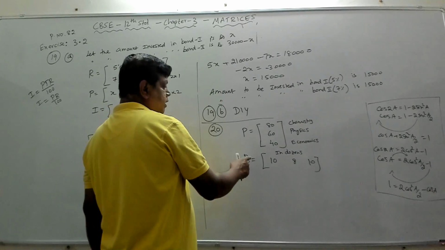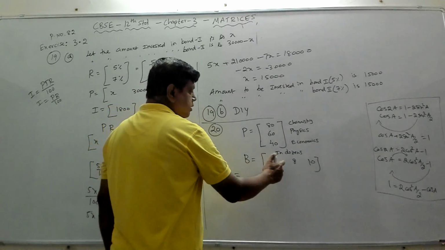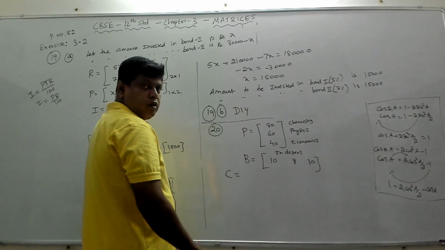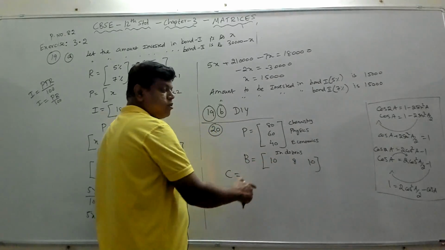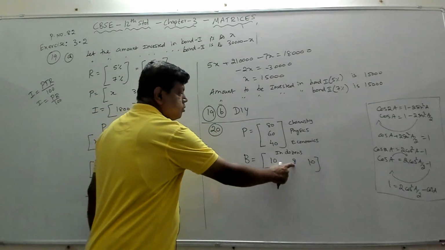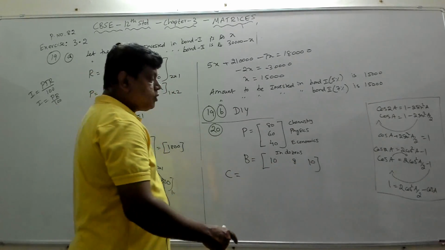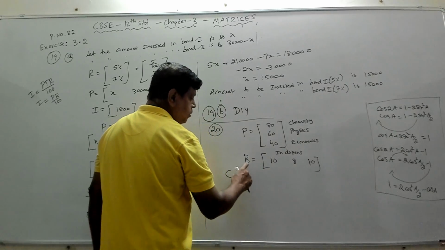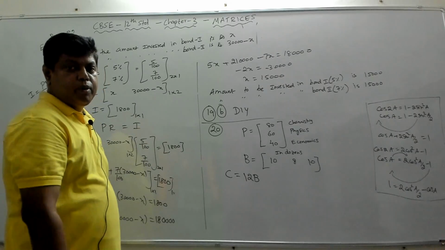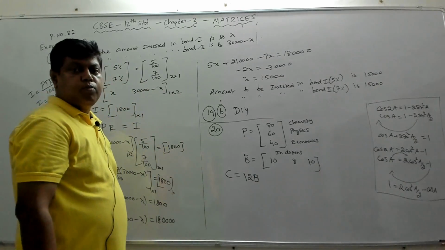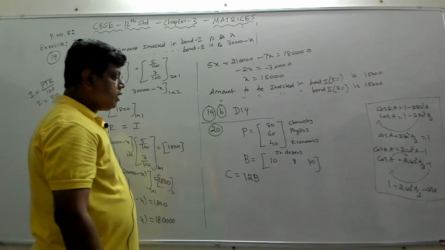The total cost the shopkeeper will get, we call the C matrix. All these are given in terms of dozens. We should convert them into books, which means we should multiply each one of them by 12. 10 dozens means 120 books. 8 dozens means 8 times 12, 96 books. Again, this will become 120 books. So we should multiply each element by 12, which means I should find my 12B matrix. The 12B matrix will give me the number of books for chemistry, physics and economics respectively.